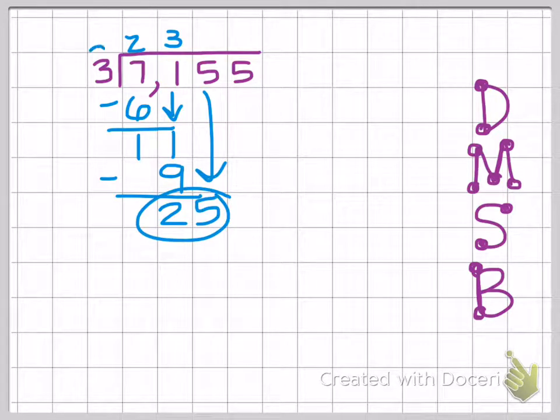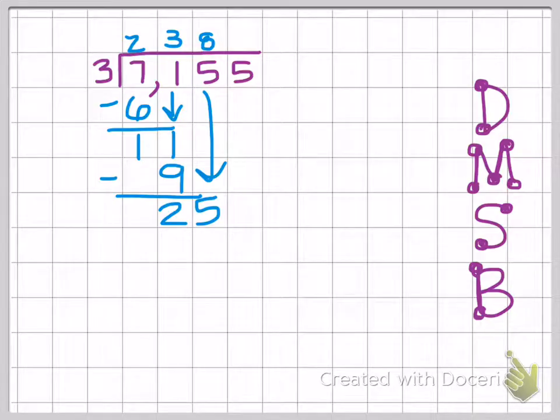Now I'm going to do 25 divided by 3. How many 3's go into 25? I think about my facts. I know that 3 times 6 is 18. 3 times 7 is 21. 3 times 8 is 24. 3 times 9 is 27. That's too much. So I'm going to go with the 8.